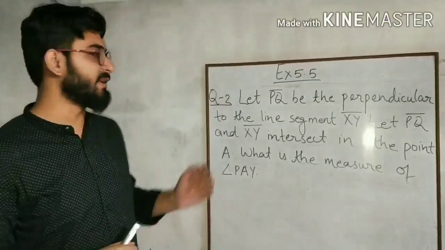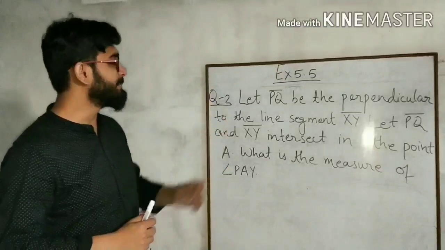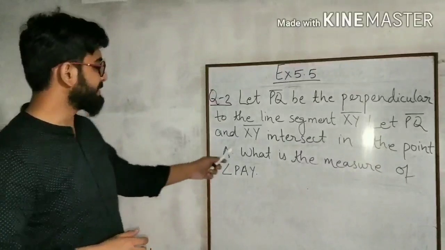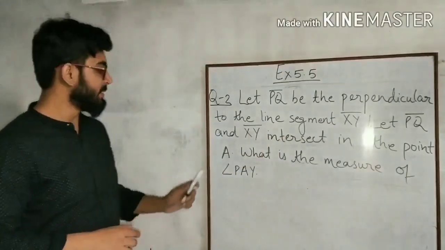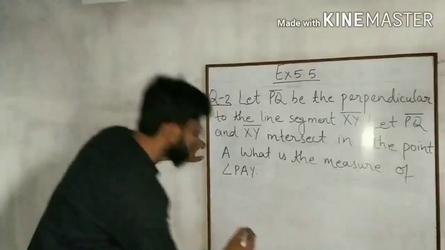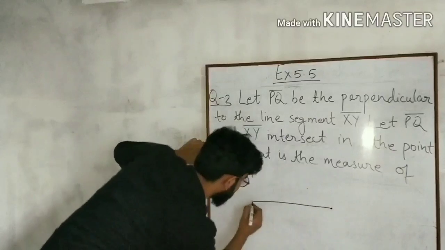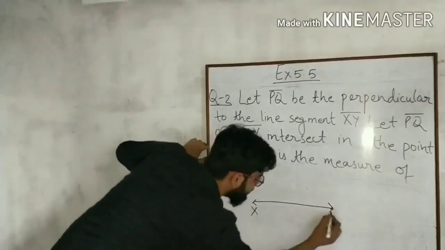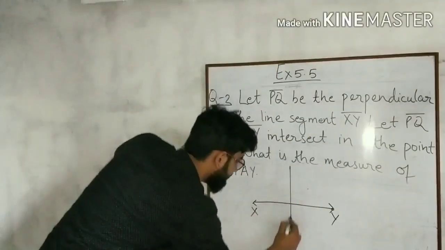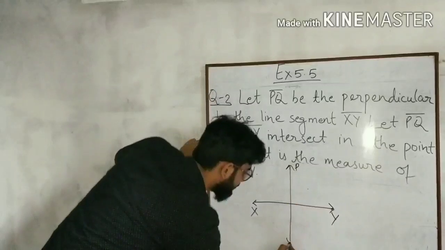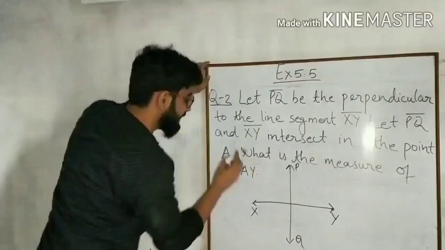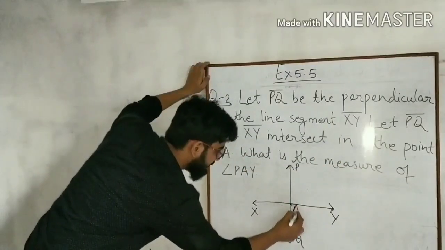Now we are going to do the second question. What is the second question? Let PQ be the perpendicular to the line segment XY, and let PQ and XY intersect at the point A. Then we have to tell the measure of angle PAY. So look here. This line segment is given, XY, and PQ is perpendicular to the line segment XY, and PQ and XY intersect at the point A.